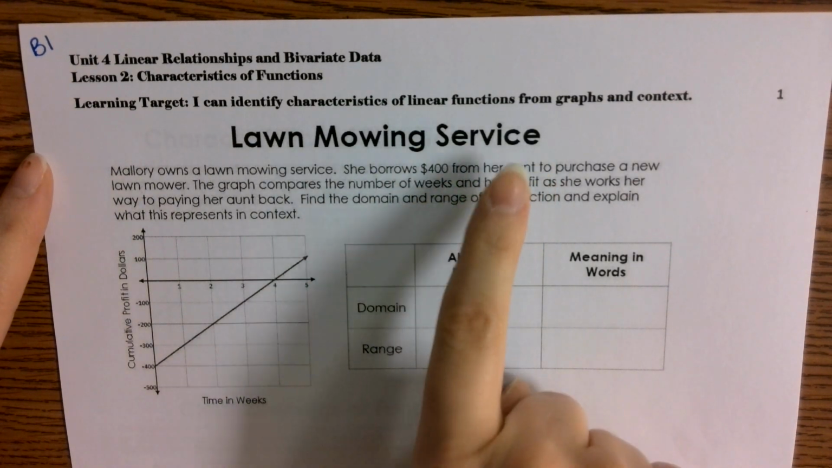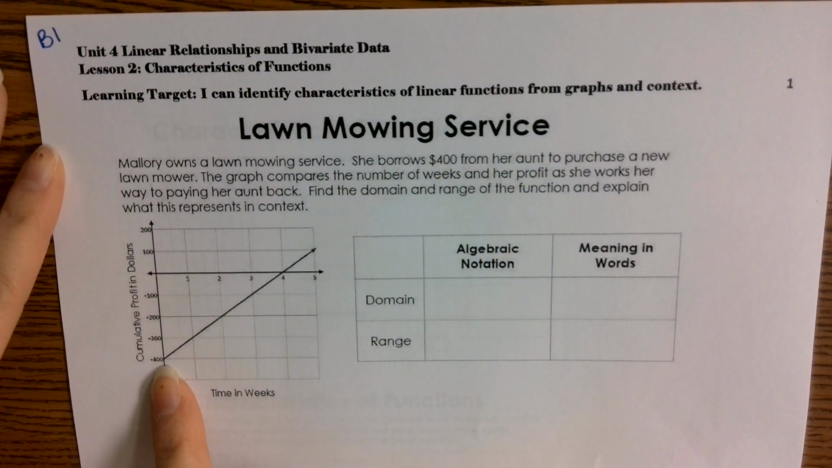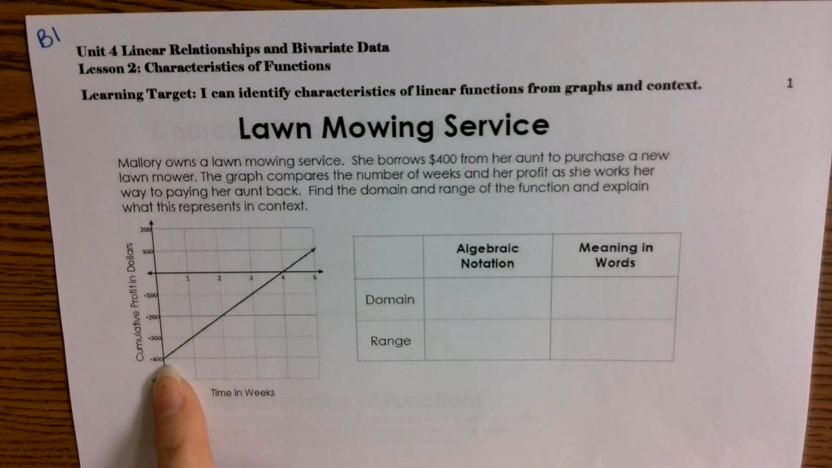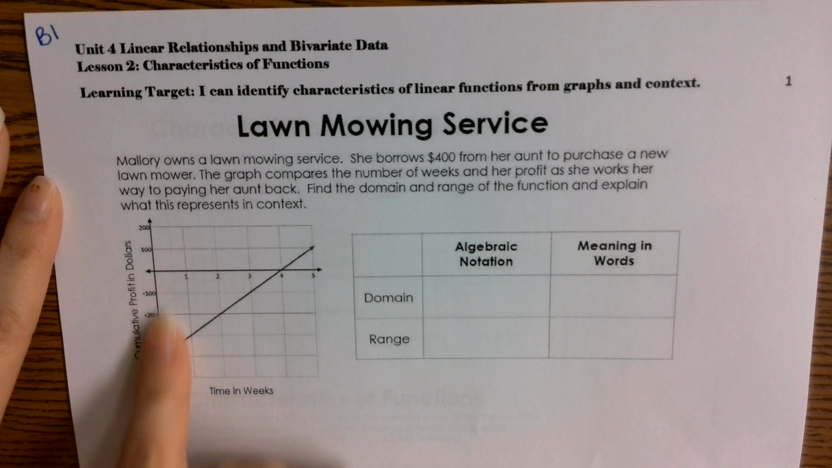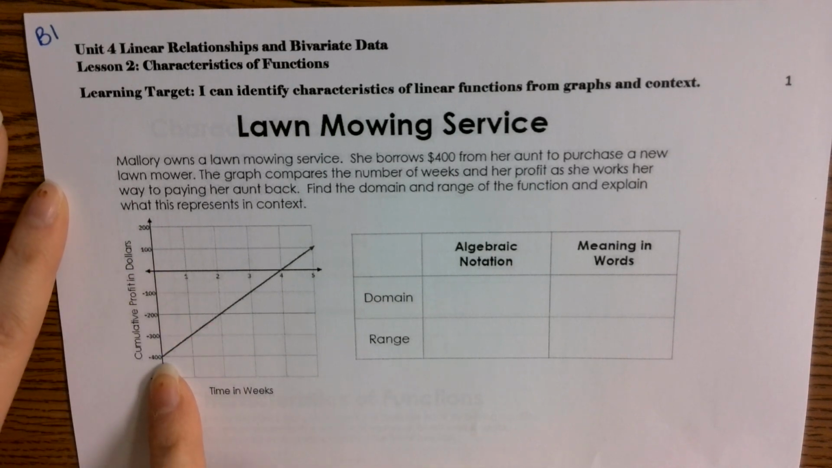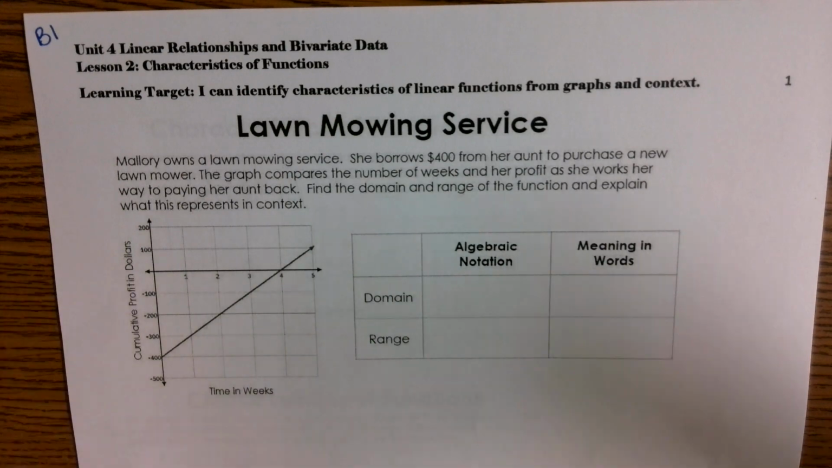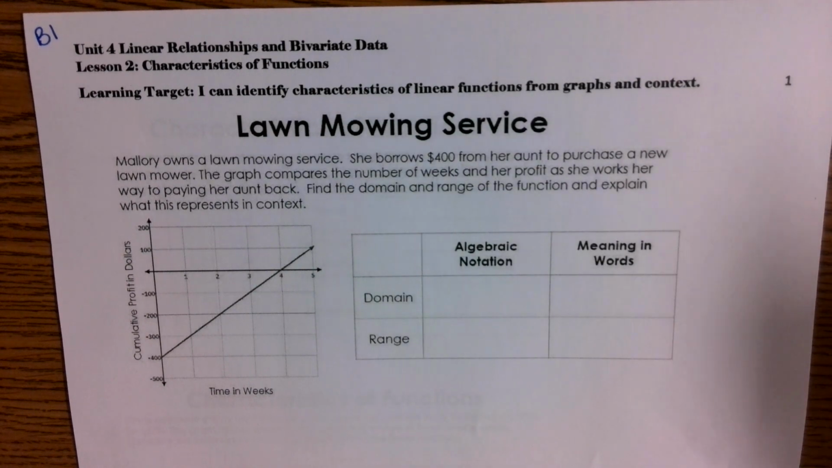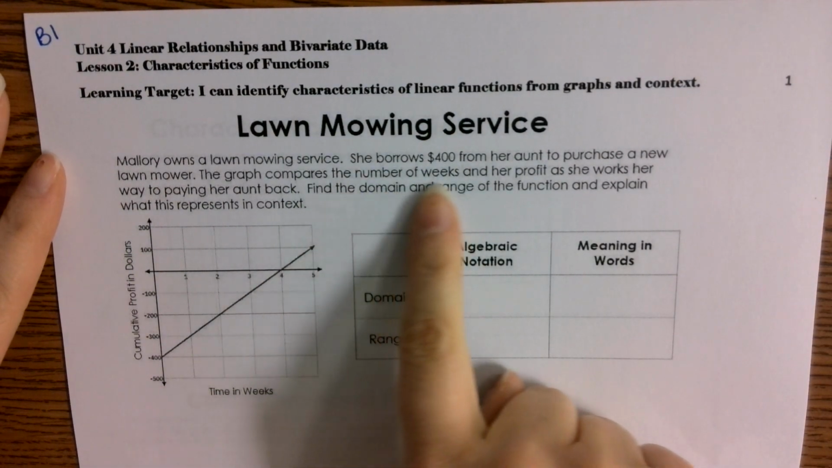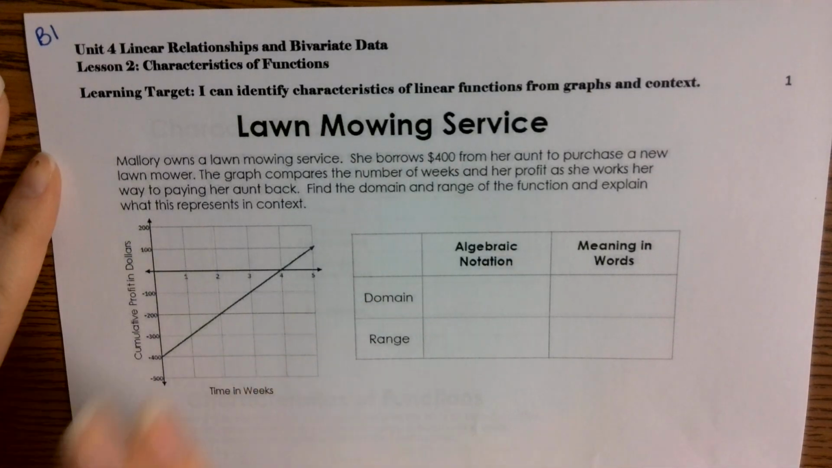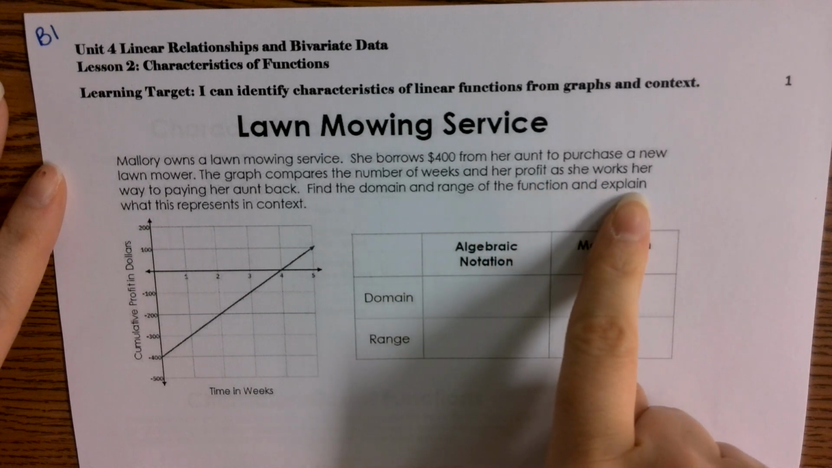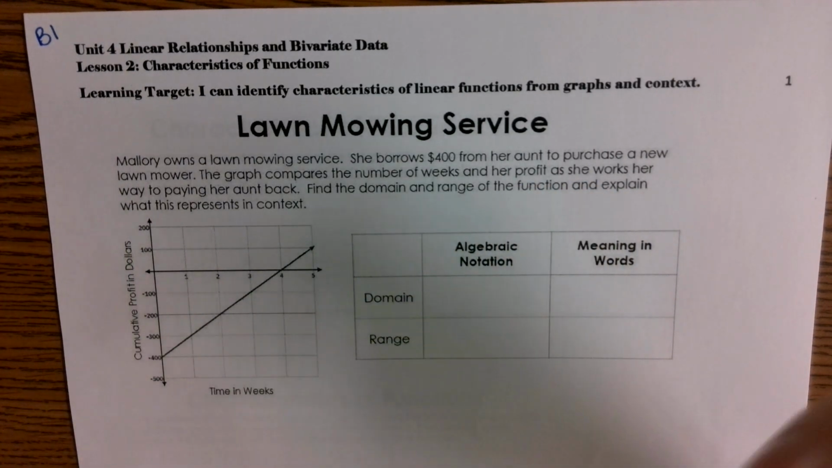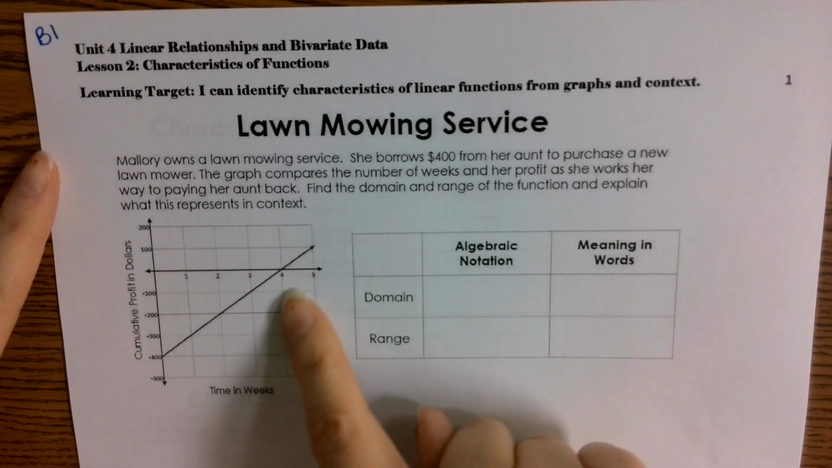So since she borrowed money, that's why they are starting her off at negative $400. She is now in debt at $400 before she starts mowing, which is what that value 0, negative 400 represents. Before she starts mowing any lawns, she is in debt of $400 because she wants to pay her aunt back. So the graph compares the number of weeks, meaning as she is mowing lawns and earning money, compared to the profit. She doesn't make an actual profit until she finishes paying her aunt back.